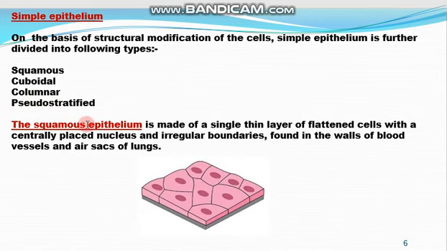This simple squamous epithelium is made up of a single thin layer of flattened cells with a centrally placed nucleus and irregular boundaries. And this squamous epithelial tissue is found in the walls of blood vessels and air sacs of lungs. So this is the diagram showing the squamous epithelial tissue, that it is made up of a thin layer of flattened cells with a centrally placed nucleus and irregular boundaries.